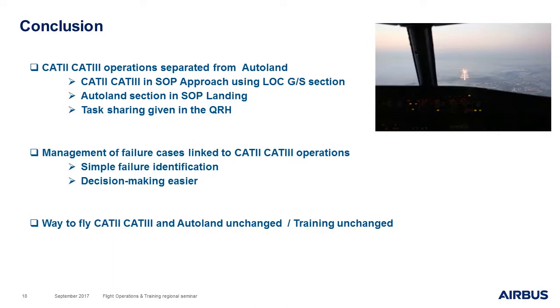So we have for this purpose updated the task sharing of the section approach using LOC LIGHT SLOPE guidance, and we have created the task sharing in the QRH for the autoland. We have also improved the failure detection during CATII CATIII approaches. It is now based on the amber caution with single chime or a landing capability degradation. It makes the decision making easier when flying CATII CATIII approach.